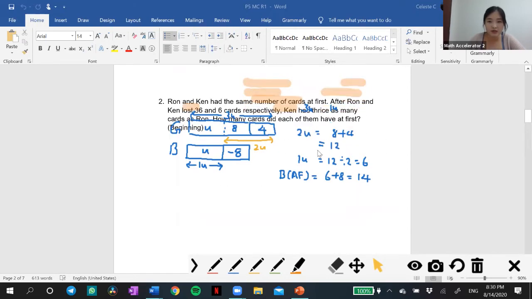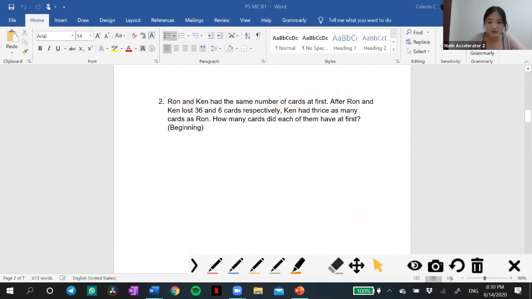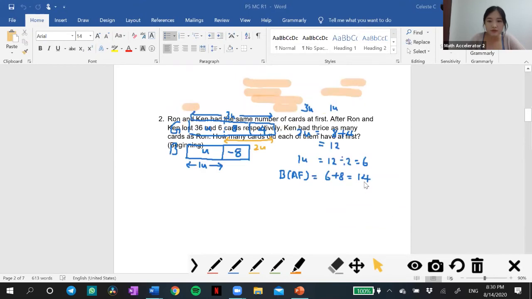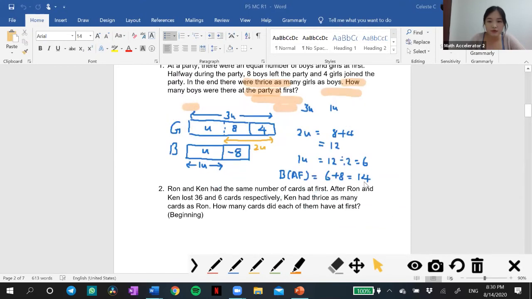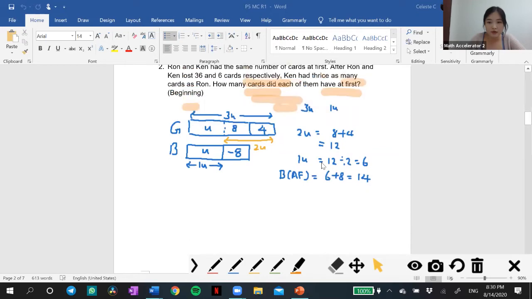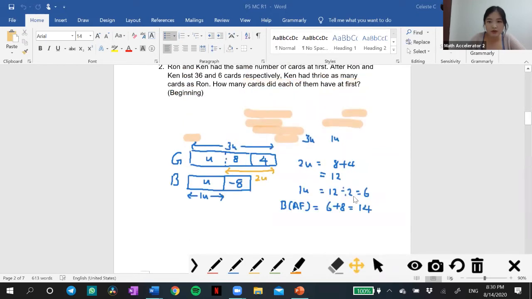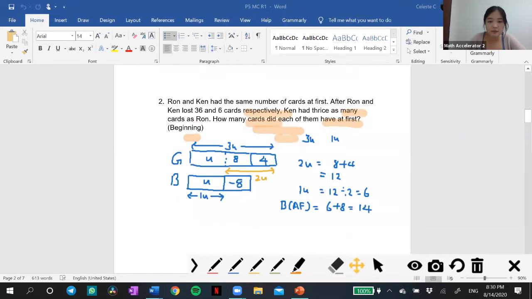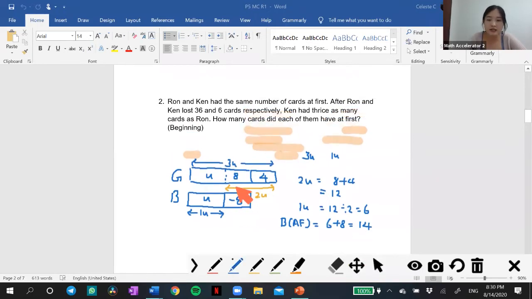So let's try the second question. I'll leave this here a bit longer. For those of you who are still copying, you can still copy question 1 here. So Ron and Ken had the same number of cards at first. After Ron and Ken lost 36 and 6 cards respectively, Ken has twice as many cards as Ron. How many cards did each of them have at first?